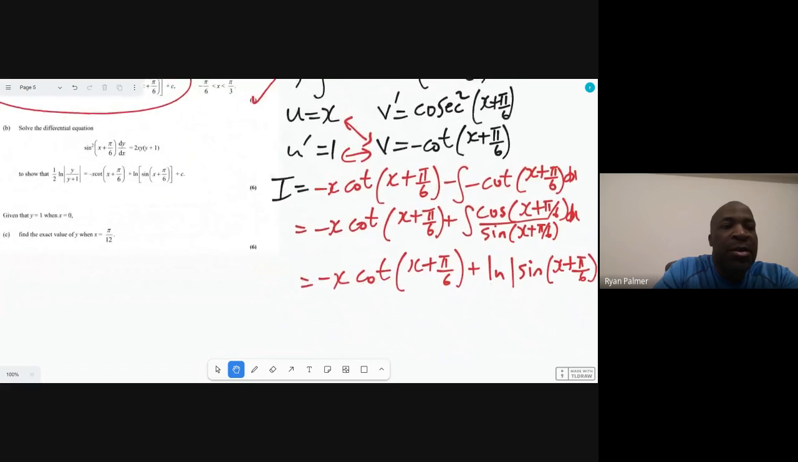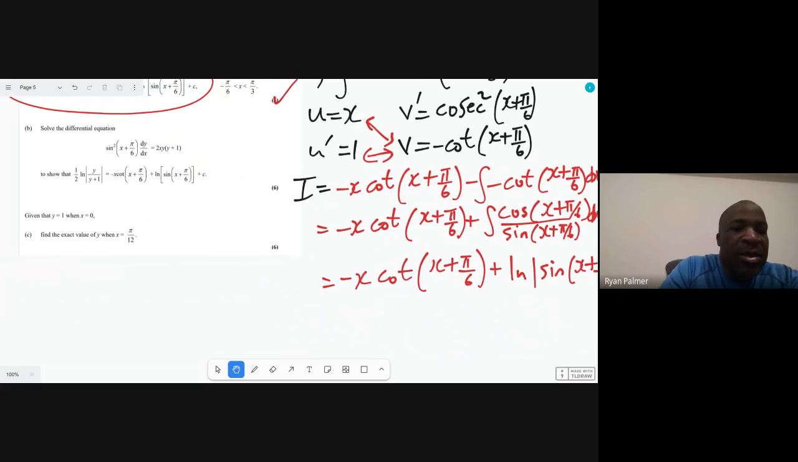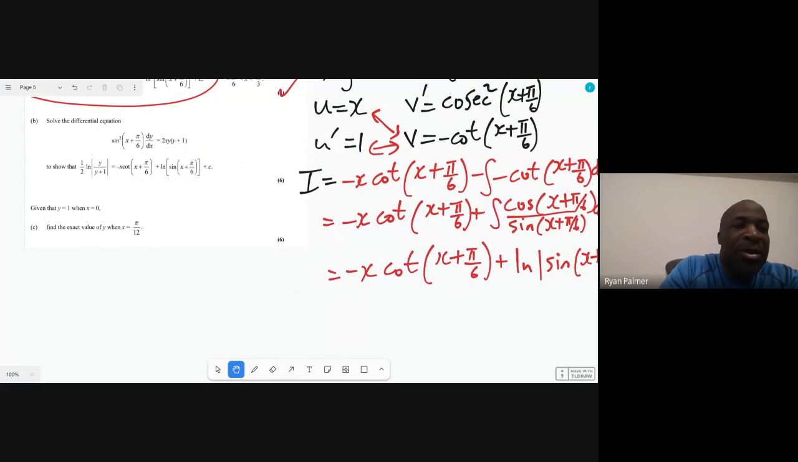So we continue now with part B, solve the differential equation sine square (x plus pi by 6) dy/dx is equal to 2xy(y plus 1). So the approach here is to separate and integrate. We bring all of the y terms onto one side with dy and all of the x terms onto the other side with dx.